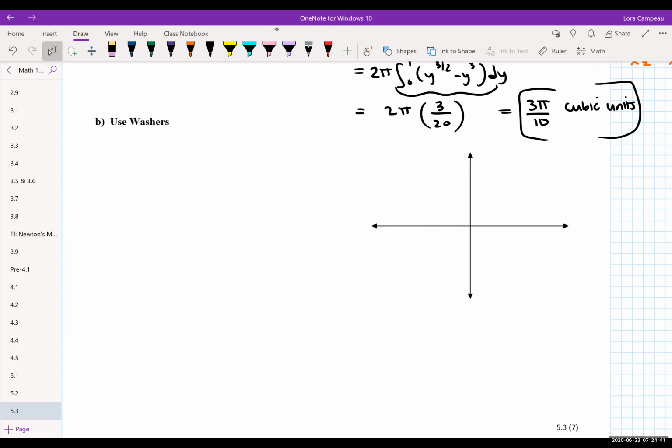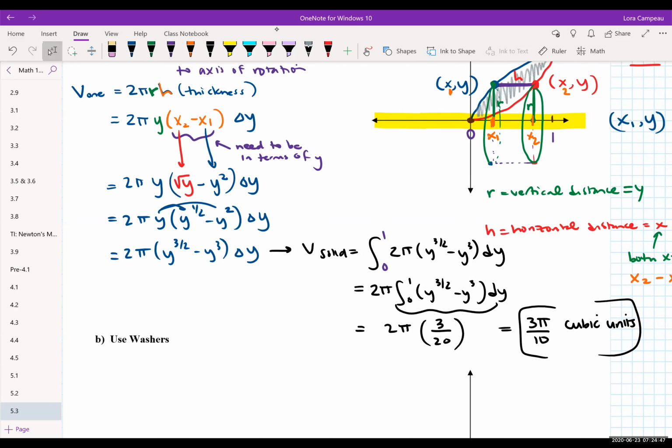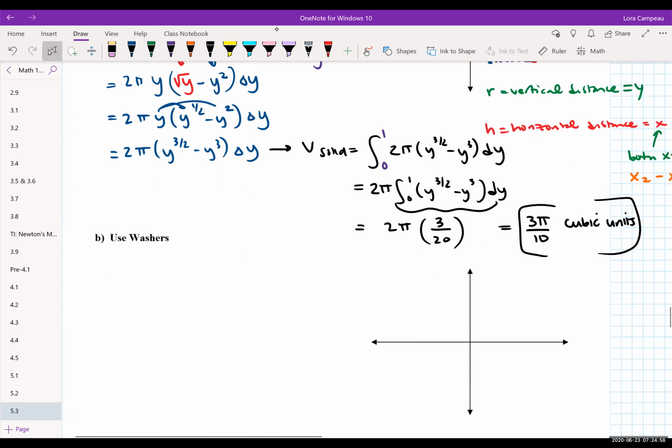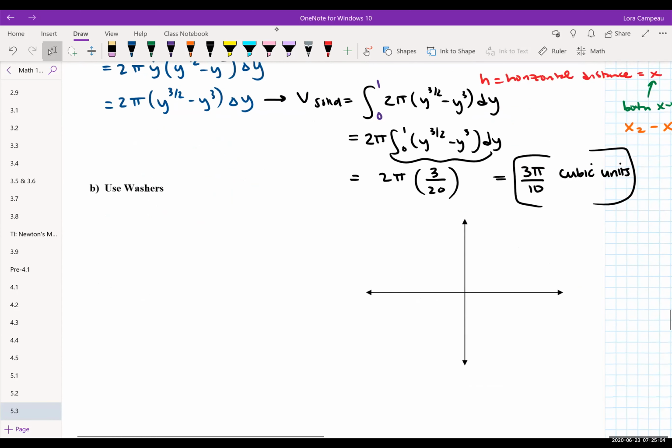Okay, so ideally, if we move on to part B, we already know the volume is 3 pi over 10 cubic units. I'm crossing my fingers, and I'll know I did this right if I end up getting 3 pi over 10 cubic units once I use the washers. So just the idea, if you end up using washers, we're going to remind ourselves what the cross sections do. Cross sections with washers are discs. It should be perpendicular to the axis of rotation.